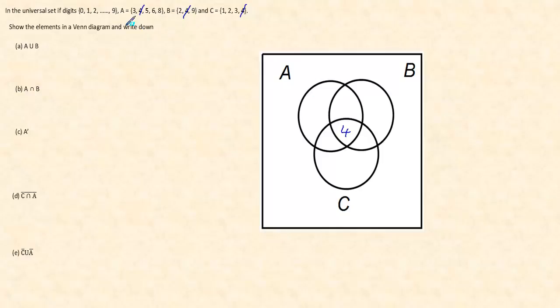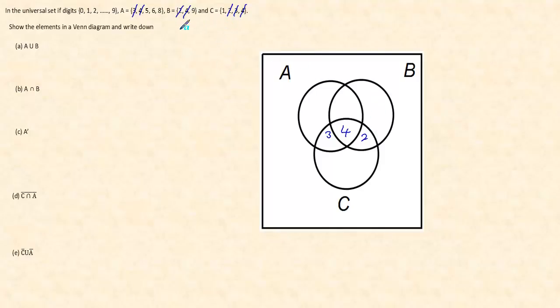Let's look at A and C. So we've got a 3, which must go in here. And then there's nothing else. So let's look at B and C. Well, we can see that the 2 is in those. So B and C, we've got the element 2 goes in here. Note it's not in the middle because it's not in A as well. It's just in B and C.